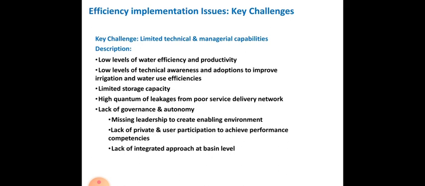Efficiency implementation issues. Key challenges are limited technical and managerial capabilities, low levels of water efficiency and productivity, low levels of technical awareness and adoption to improve irrigation and water use efficiencies, limited storage capacity, high quantum of leakages from poor service delivery network, lack of governance and autonomy, missing leadership to create an enabling environment, lack of private and user participation to achieve performance competitiveness, lack of integrated approach at basin level.